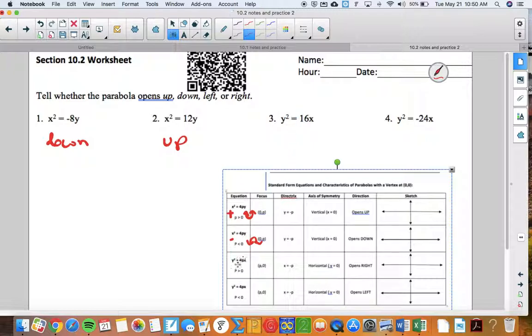Here we have a y squared. That means it's going to either open right or left. Because this is a positive in front of the x, it's going to open right. Here's a y squared again, so it either opens right or left. Because we have a negative, p is less than 0, the multiplier there, it's going to be left.